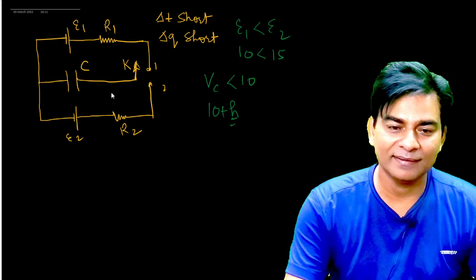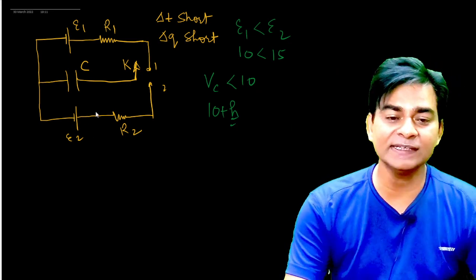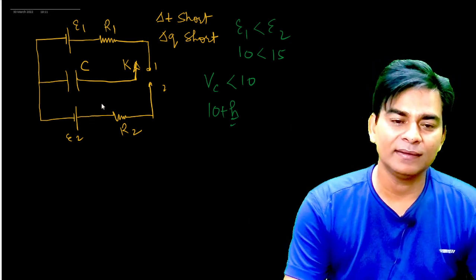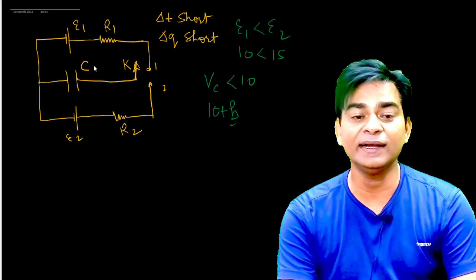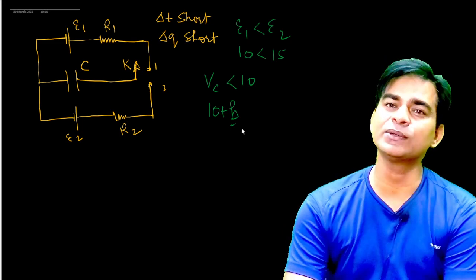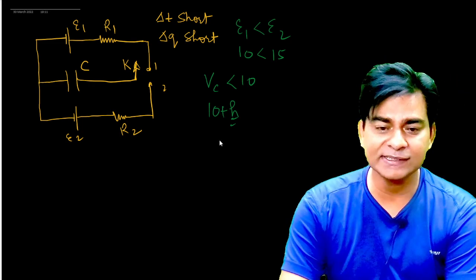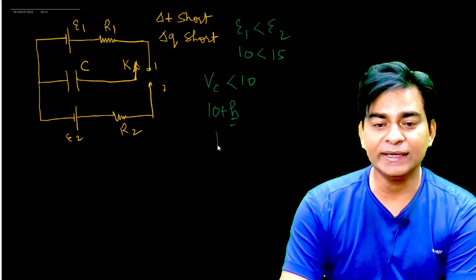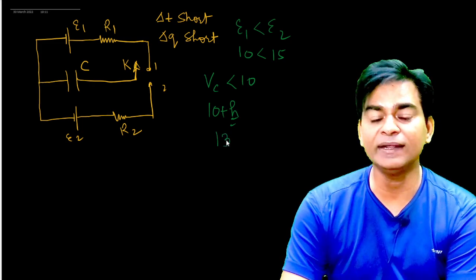But here, due to the large potential difference, it will gain a larger amount of charge than it loses here. Now slowly, after many connections, I say it is gradually increasing and increasing to a value of 13, for example.